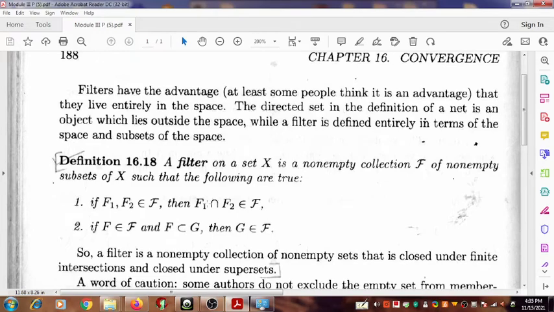Welcome to this video on some topics in topology. Here we are going to discuss the concept of filter in topology. So what's meant by a filter?